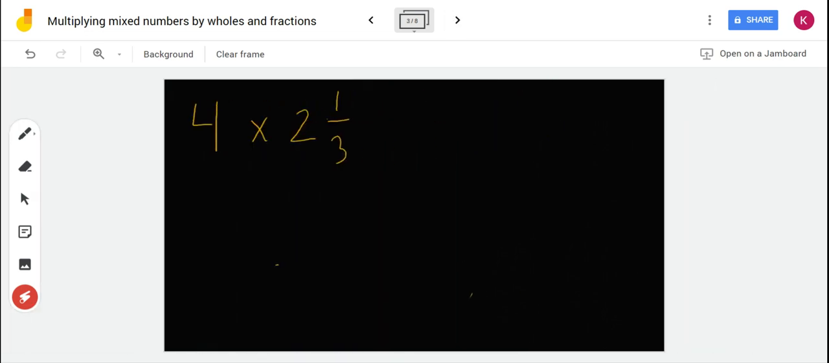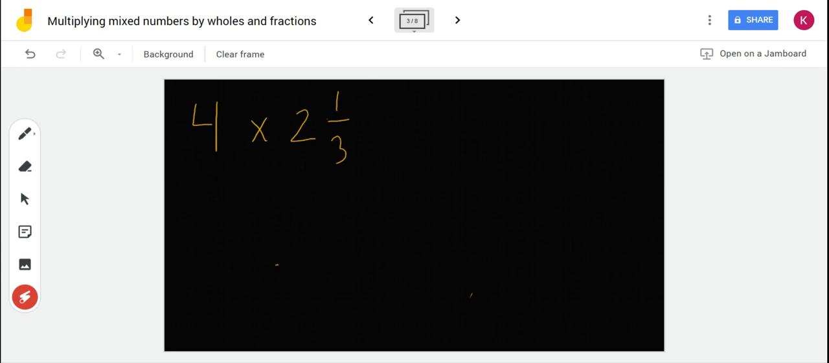Let's look at another example. Here I have 4 times 2 1/3. Again, do not jump to just multiplying your 4 times your 2 and then tacking on that 1/3. That's not going to give you the right answer because you're not actually multiplying with any part of this 1/3 if you just stick it in your answer. So that's why that does not work.